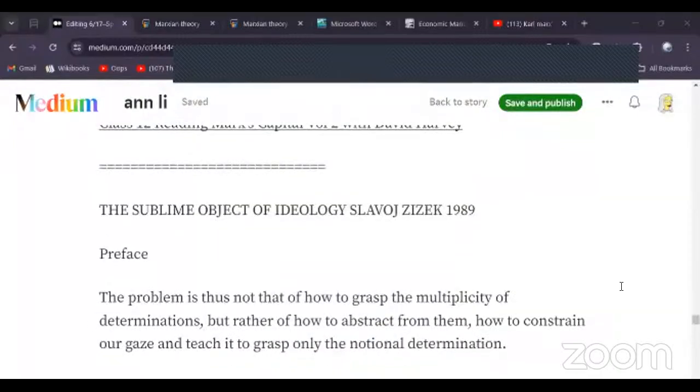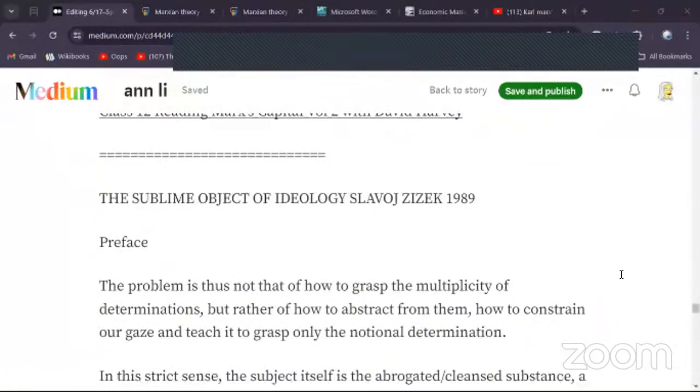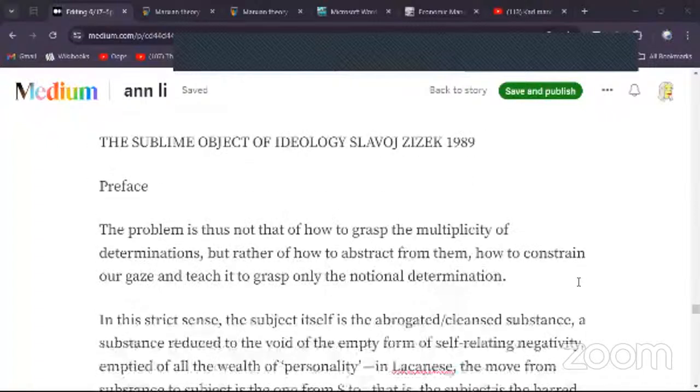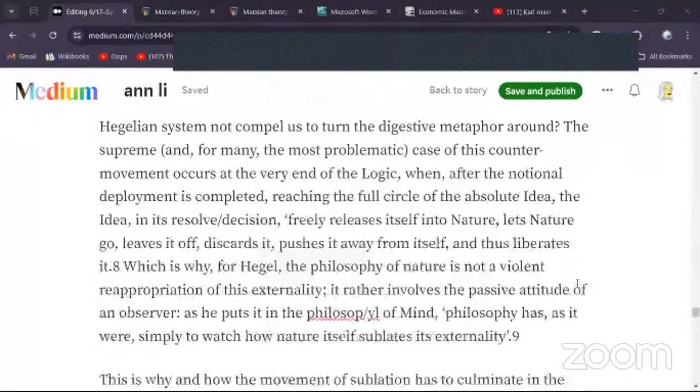Now, I close at the end because I'm at the end of my time with a 1989 text, which I mentioned yesterday, The Sublime Object of Ideology. It has several chapters, and it's available. I may upload a copy of it. I have a copy of it somewhere, and it has some typos in it.